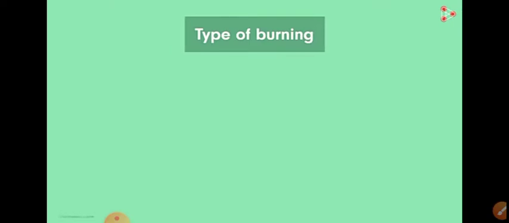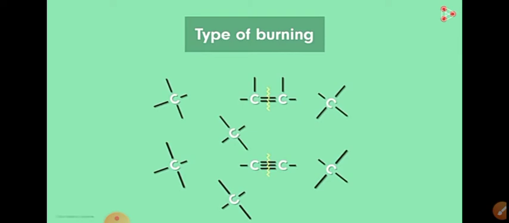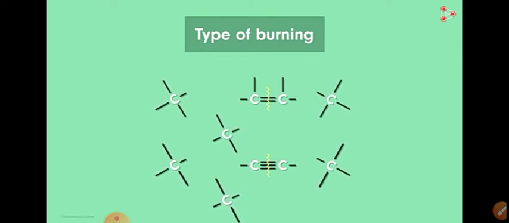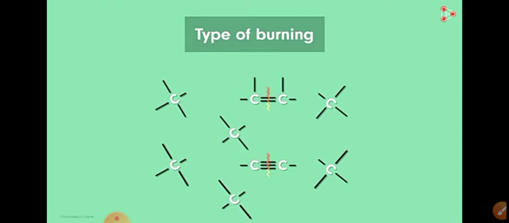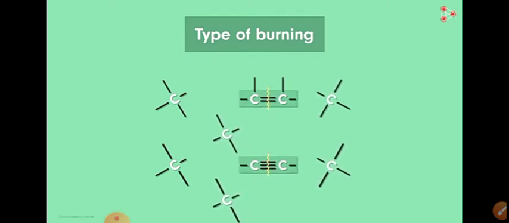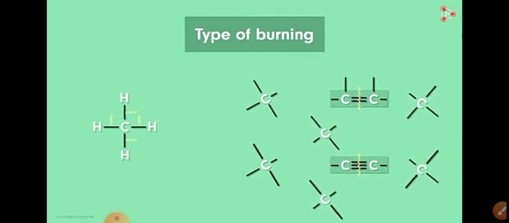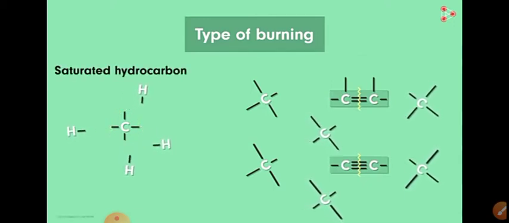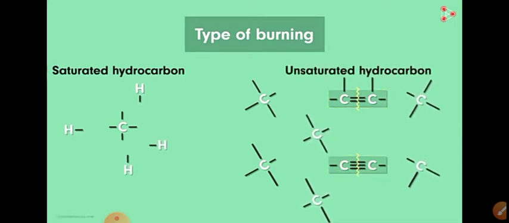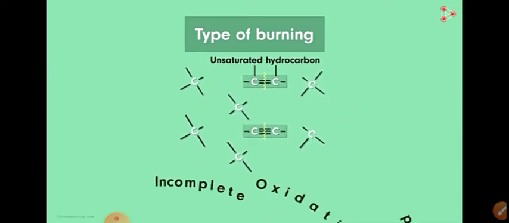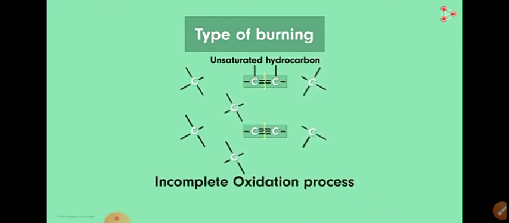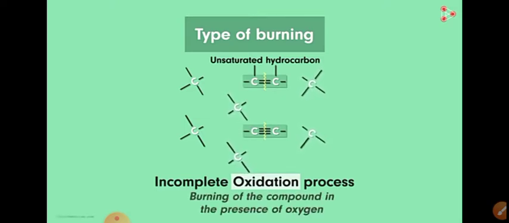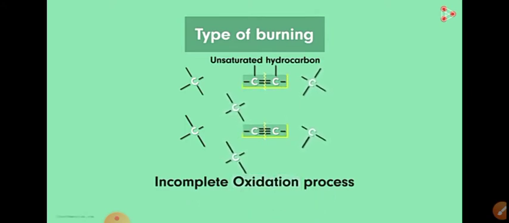So here we can say types of burning. Here you can observe that the double bond and triple bond are going to break, and after they break, oxygen combines with it. So single bond always comes with saturated, and double and triple bonds come with unsaturated hydrocarbon, which we can call an incomplete oxidation process, and burning of the compound in the presence of oxygen.